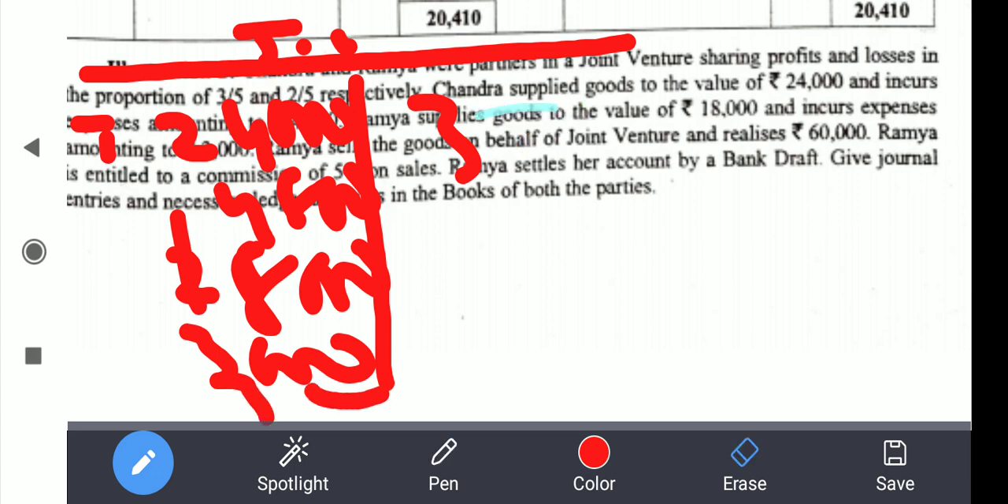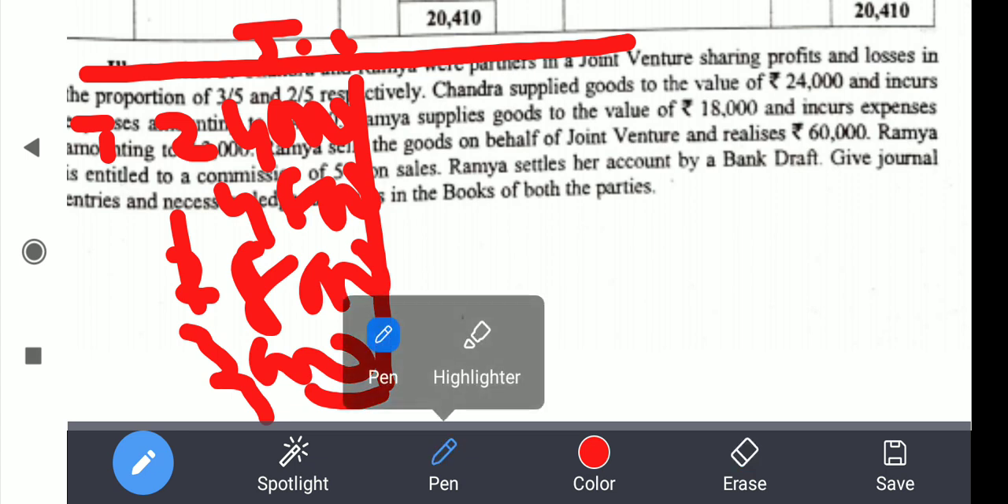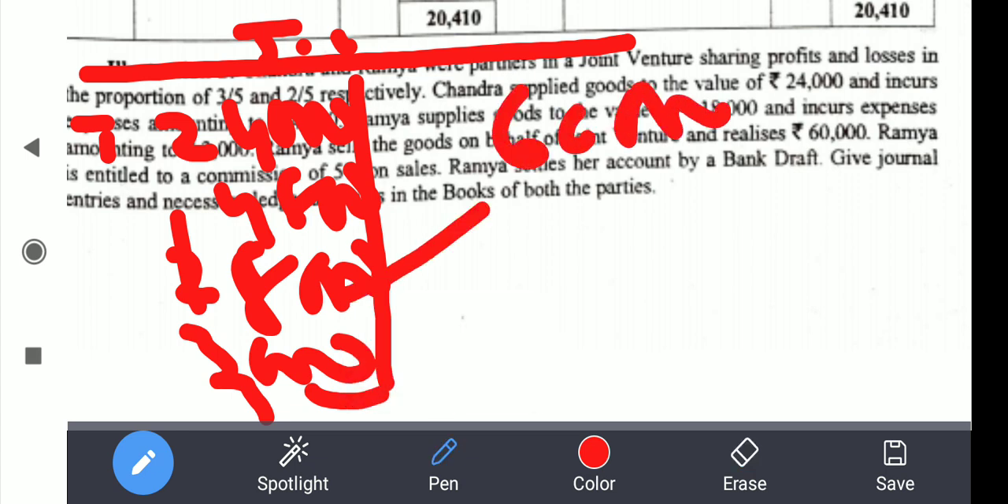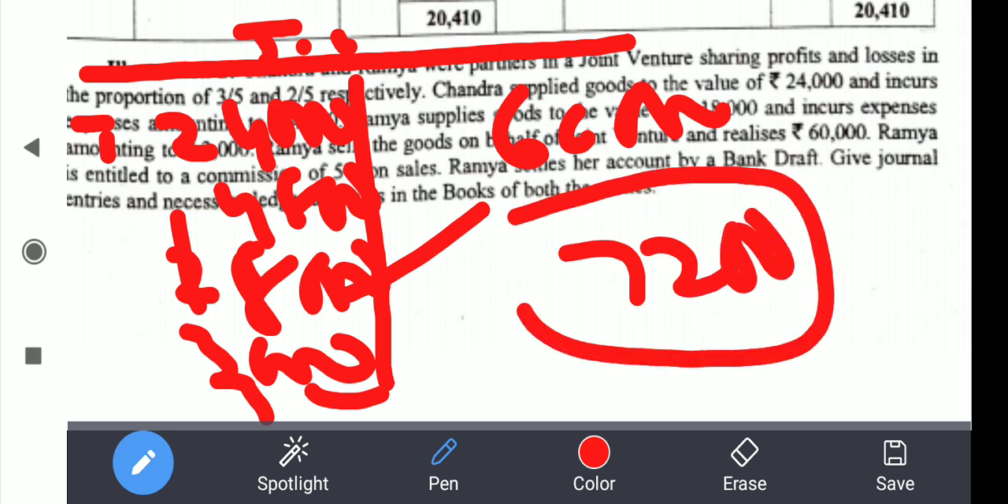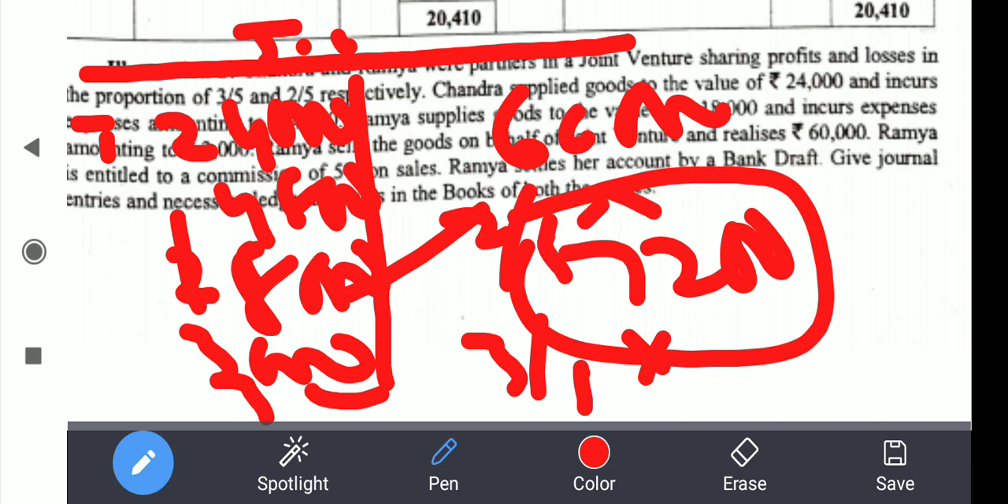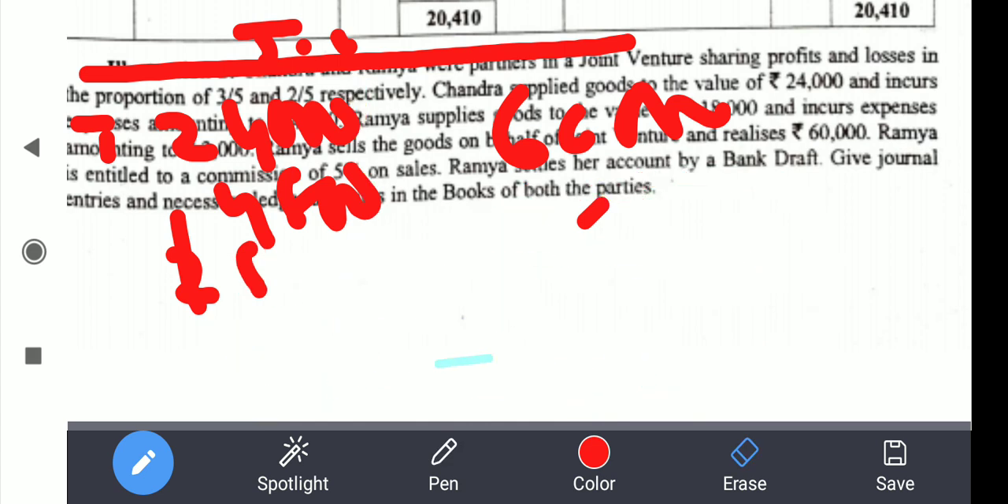Then on the credit side, just sales, 60,000. The difference amount should be calculated. The difference amount is 7,200, which is the profit. This is distributed to the co-venturers in the joint venture, Chandra and Ramya. Chandra's portion is 3 by 5 and Ramya's portion is 2 by 5. So you take 3 by 5 into 7,200 for Chandra and 2 by 5 into 7,200 for Ramya. Let us see the joint venture account.